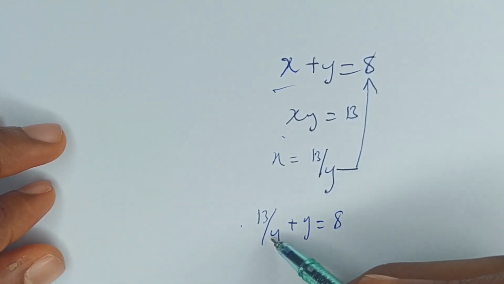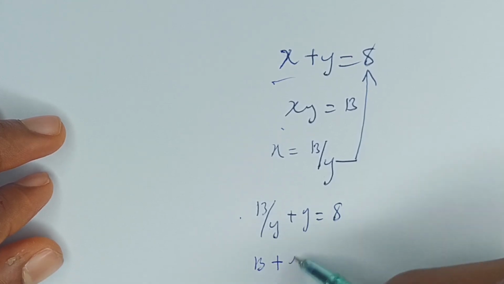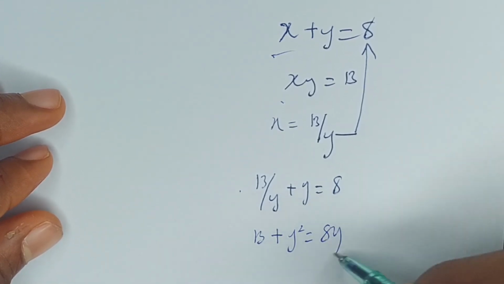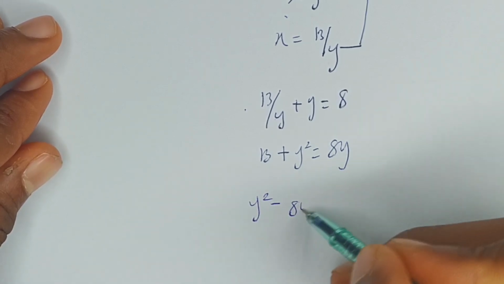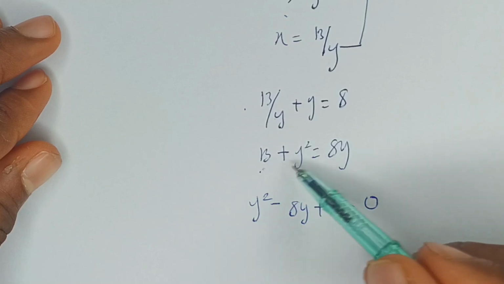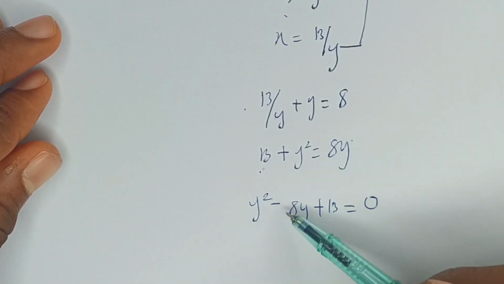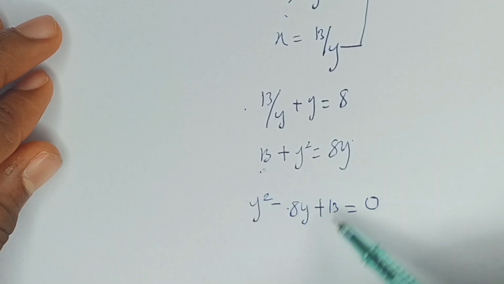Now, multiplying each term by y, we have 13 plus y squared is equal to 8y. So we have y squared minus 8y plus 13 is equal to 0. What we just did is subtract 8y from both sides. So this is minus 8y here, and 8y minus 8y is 0, and this is 13.